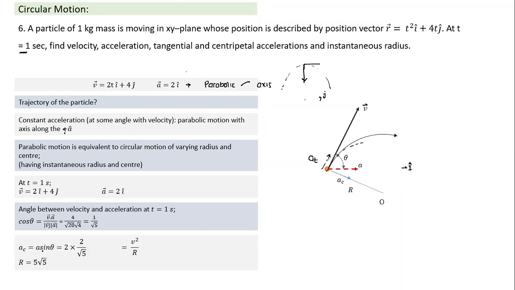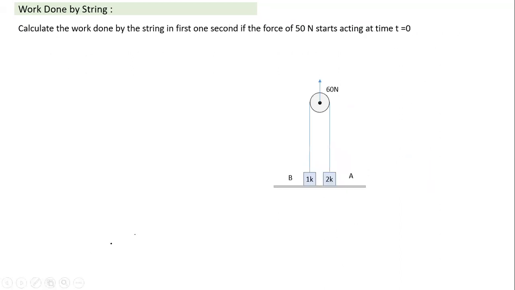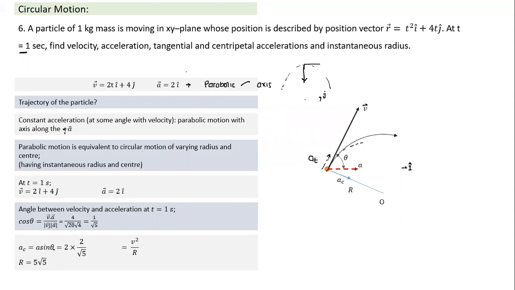I can find AC equal to A sin theta. The important point here is that the moment AC is known, AC has to be equal to v square by R, so I can find the instantaneous radius also. R comes to 5 root 5. Whenever the velocity vector and acceleration vector are known at any point, we can find this. If I have to mark the trajectory, along the direction perpendicular to velocity, in this direction, the center will lie on this normal to the velocity direction.